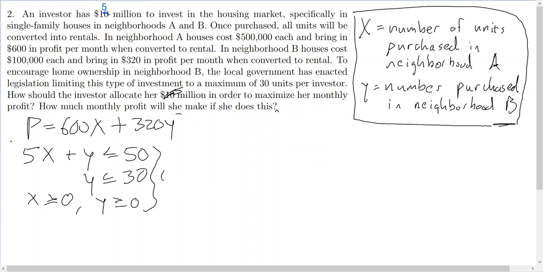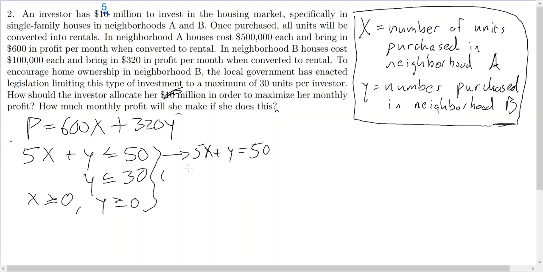What we want to do is draw the region. We're going to consider the lines formed by turning these less than or equal to signs into equal signs. So let's write those down. 5x plus y equals 50. What is that going to look like?